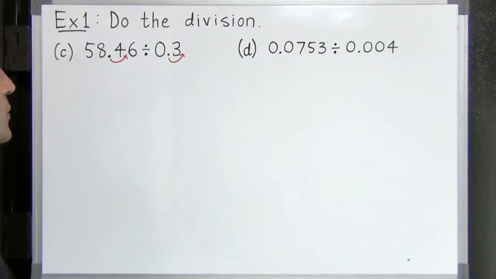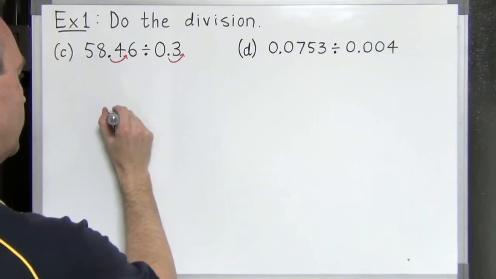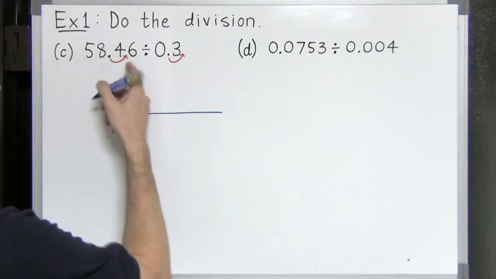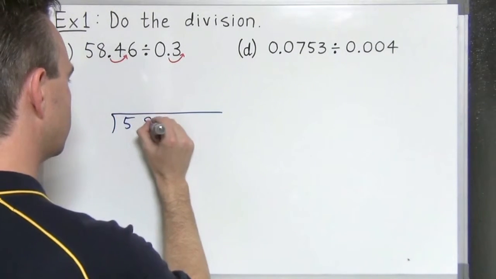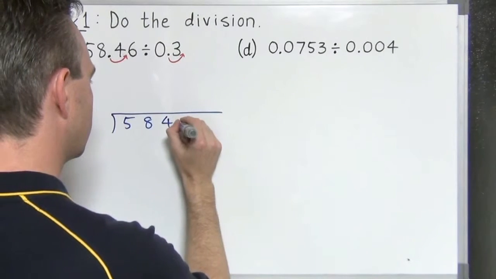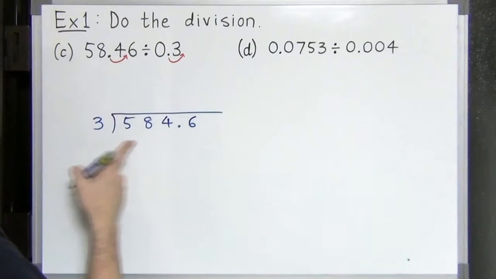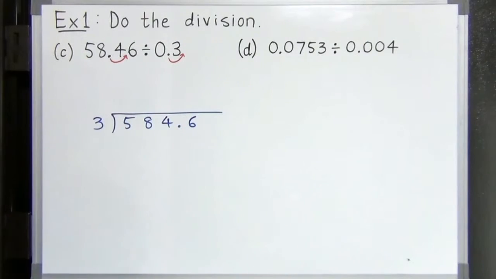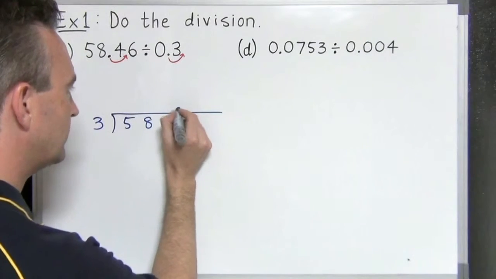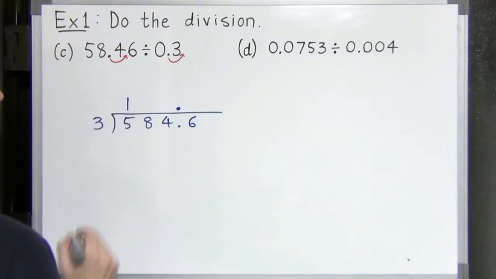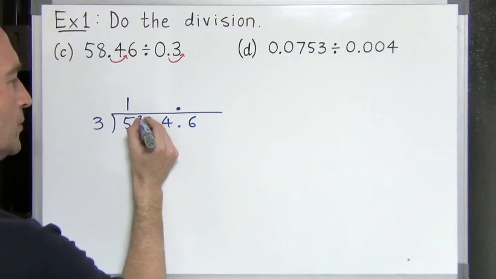So the division we're going to do is going to be, let's set it up here, 584.6 divided by 3. This division here is equivalent to that. Decimal point goes straight up there, and worry about that later. 3 into 5 goes once. 3 from 5 leaves a remainder of 2.